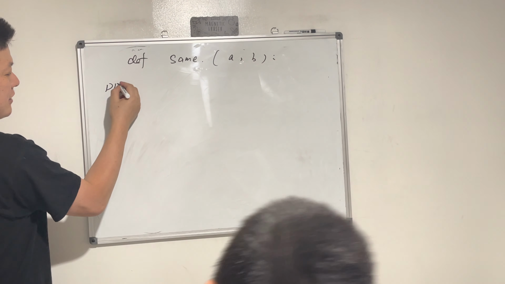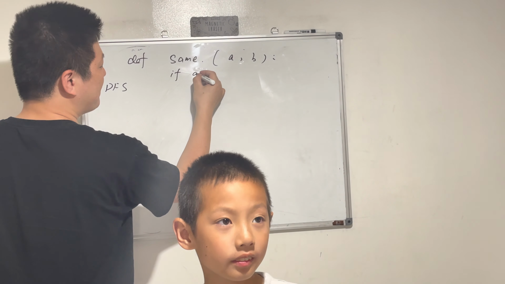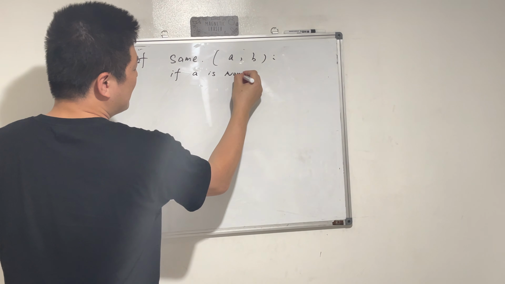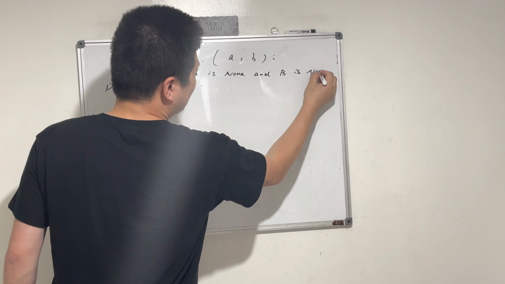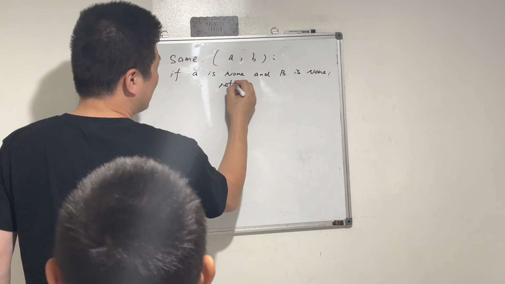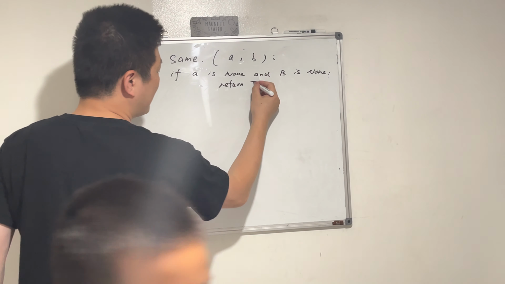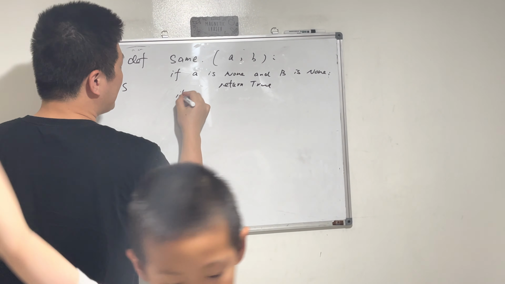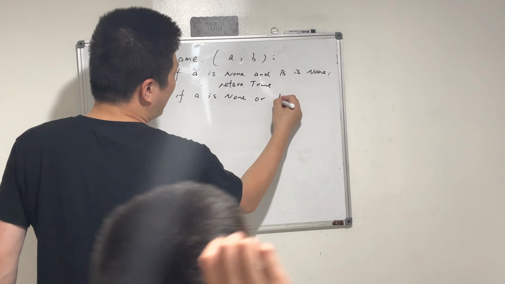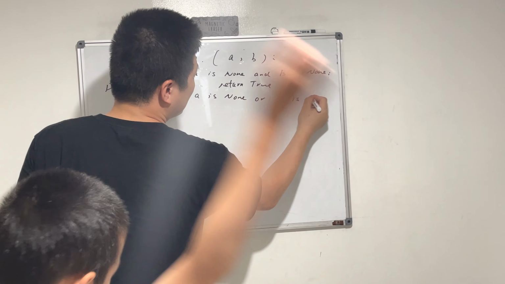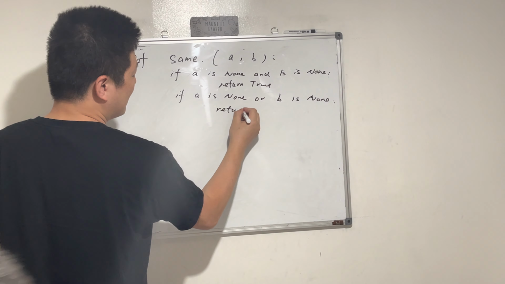The depth first search. Okay. So first of all, if we want to check it, we quickly review a little bit. If A is none and B is none, what should we do? Return what? If both trees are empty, true. Okay. And if A is none or B is none, return what? One of them is none. Return false.